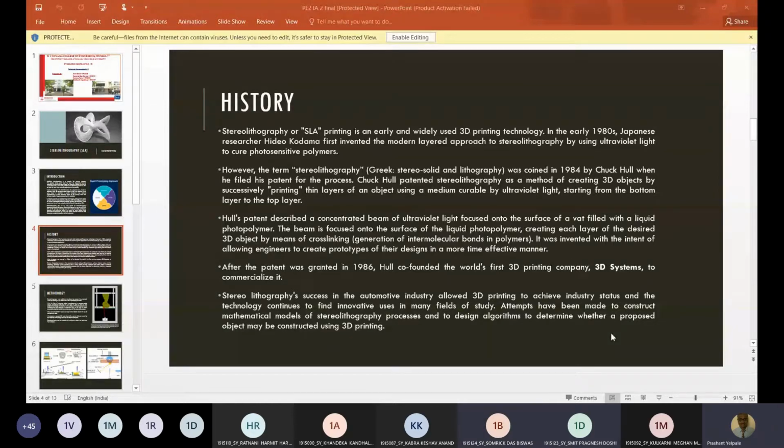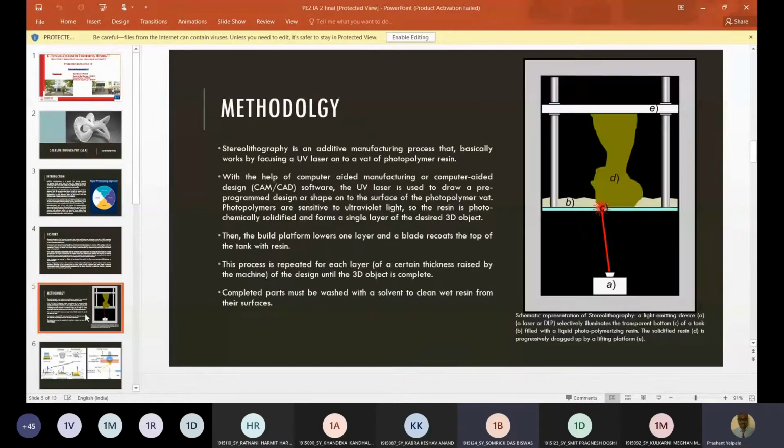Yes, sir. After Chuck Hull patented this name, he started his own company, which is known as 3D Systems. It is very famous now. He began commercializing it, and 3D Systems has been one of the companies that has a prime role in reducing the cost of 3D printers and making them accessible to everyone. Next we'll go to the methodology as to how 3D printing actually works.